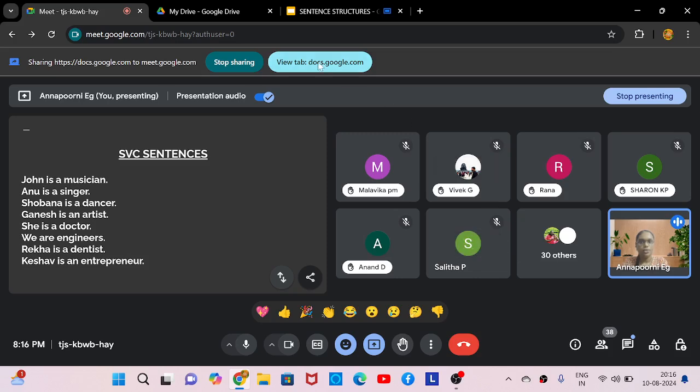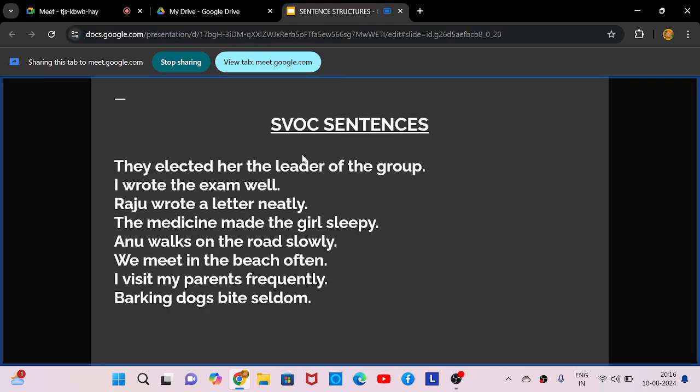Okay. So now we have one more pattern, right? SVOC. SVOC stands for subject, verb, object and complement. That is also called SVOA. Subject, verb, object, adjective എന്നും പറയും അതിനെ. SVOA എന്നും പറയും, OC എന്നും പറയും. So first you can read the examples and later I will explain.